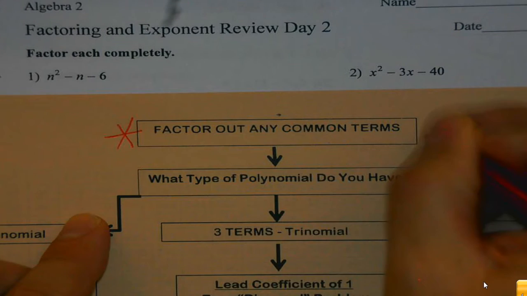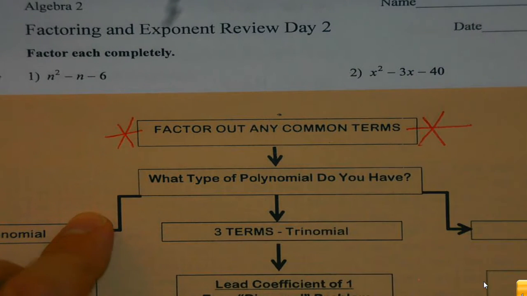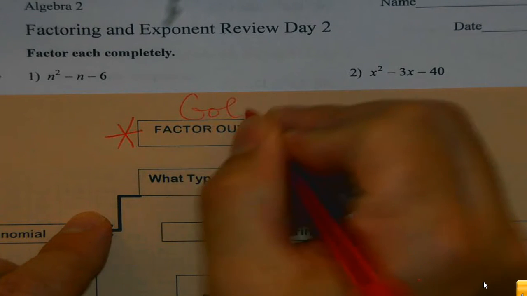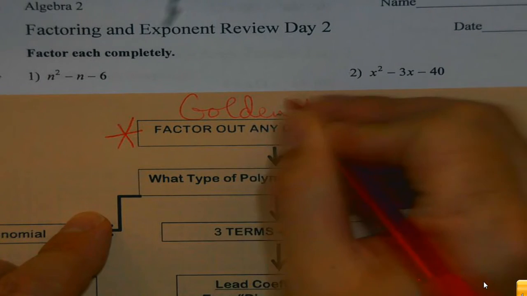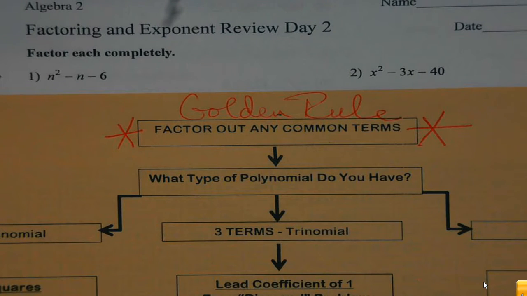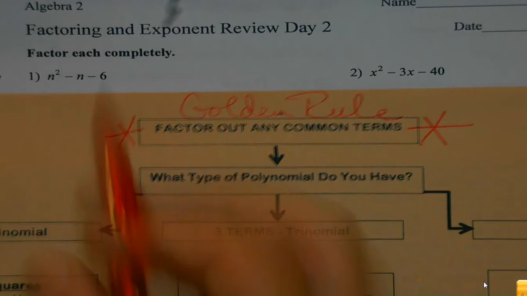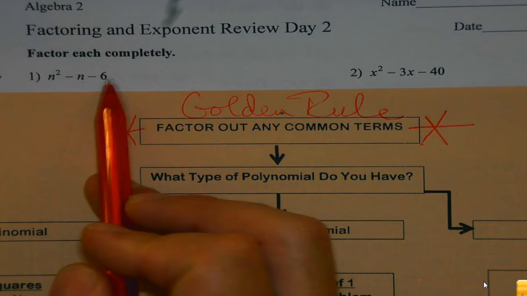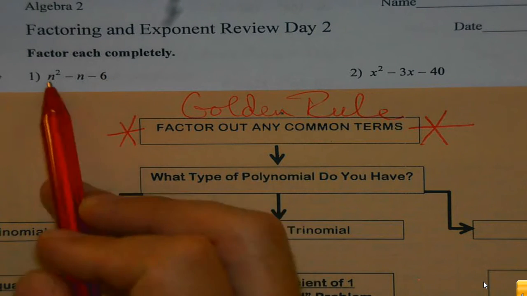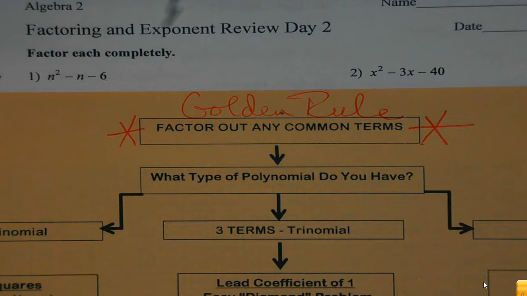First thing, every single time we are doing a factoring problem, common terms, which will now be referred to moving forward as the golden rule. Every problem you want to check first to see, is there something that all my terms have in common I can take out to make it easier? Well here, n, that doesn't have an n. Okay? And dividing out by 1 really doesn't help me.